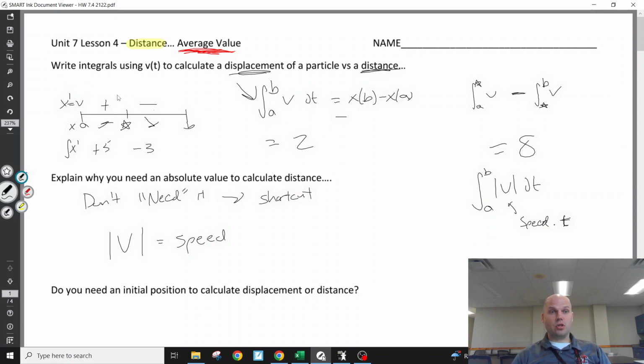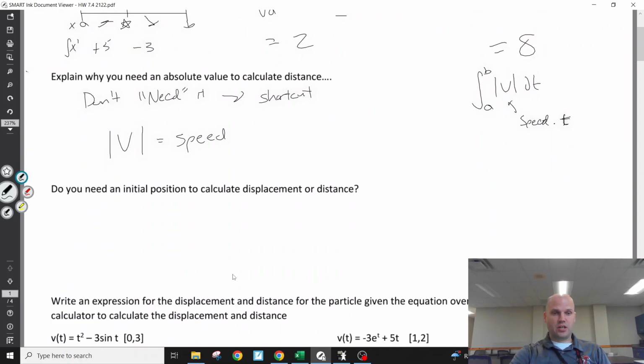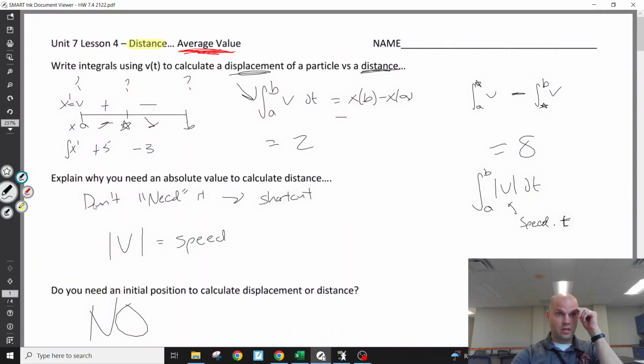And you could use your position function to find your positions here, here, and here. And then if you find your 3 positions, you'll get your displacement. Do you need an initial position to calculate displacement or distance? No. That's a very important distinction. A lot of people make a mistake on this. You don't need to incorporate where you started.